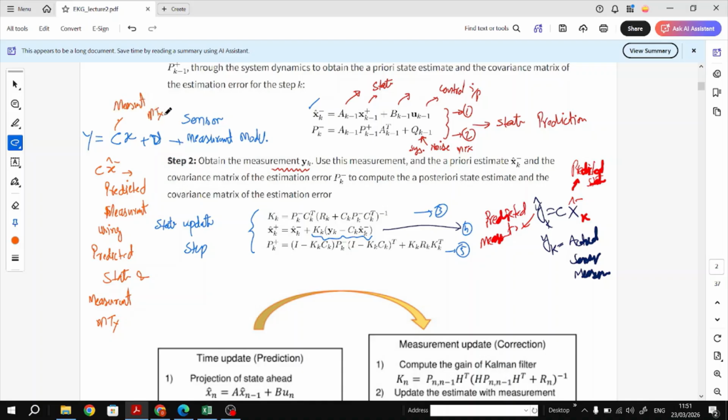C, measurement matrix. So this is your state measurement prediction. You take the difference between the actual sensor measurement minus the predicted sensor measurement and multiply it with the Kalman gain. So this term is very important. Kalman gain.